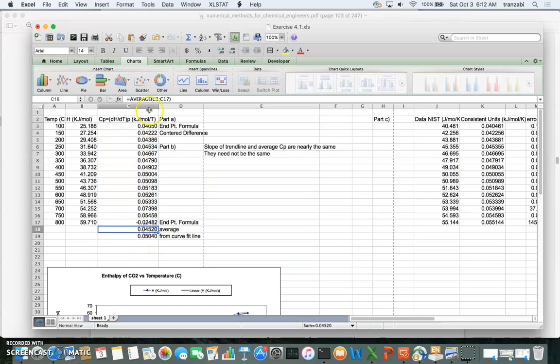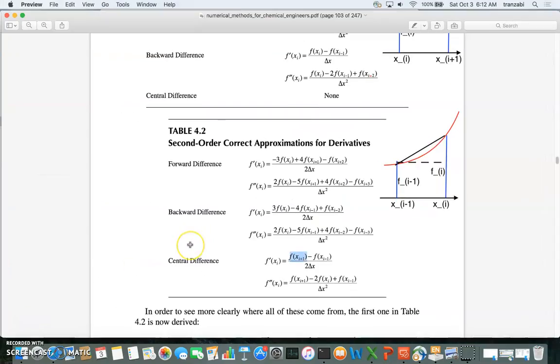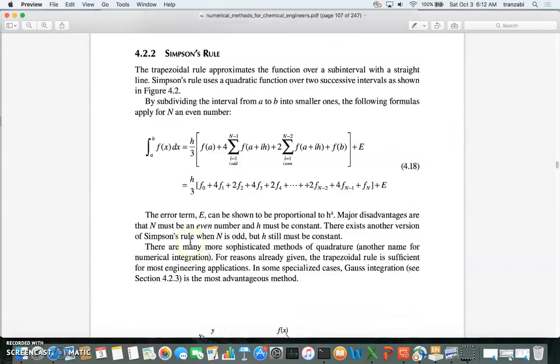Then we get the average of all these, assuming that the heat capacity should not change with temperature. Well, enthalpy actually changes with temperature. The heat capacity, which is the derivative of that, is supposed not to change with the temperature. So we get the average of all these, which is about 0.04. All right, so let's look at part B of that problem.